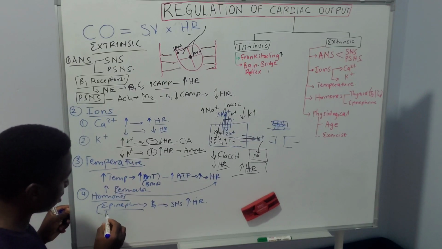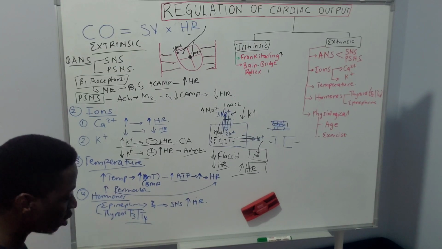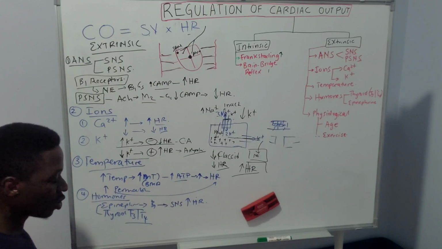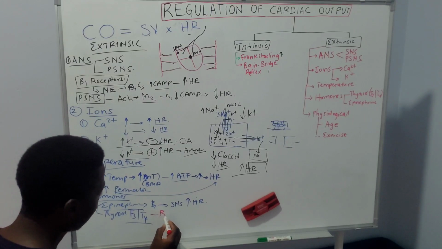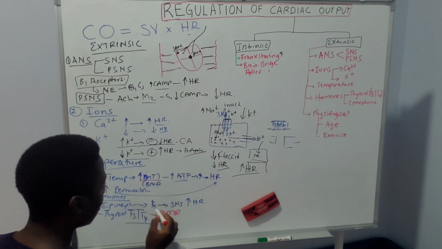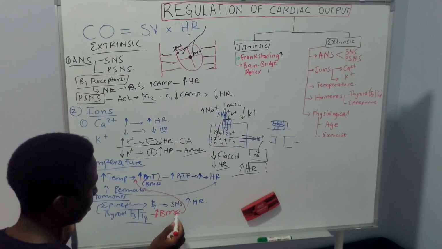Then the other hormones, the thyroid hormones, where we have T3 and T4. These hormones, what do they do? One, they increase the basal metabolic rate. So when they increase the basal metabolic rate, obviously increasing the basal metabolic rate will generate heat, and this gives us a similar effect.